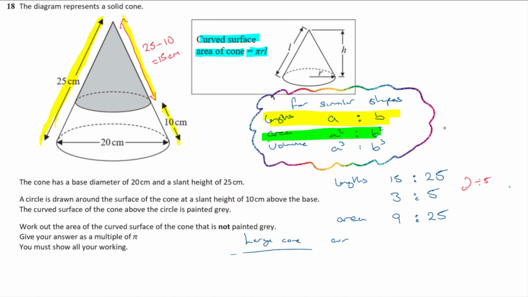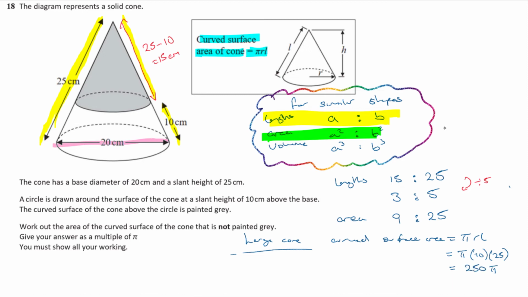Now for the large cone, the curved surface area is going to be pi r l, isn't it, using the formula that they gave us, which is pi times r. What's r? Well, r is going to be half that diameter, isn't it? I've got the diameter given as 20. So half of 20 is 10. And the slant height, we already knew, was 25. Okay? So that means the curved surface area of the large cone is 250 pi.